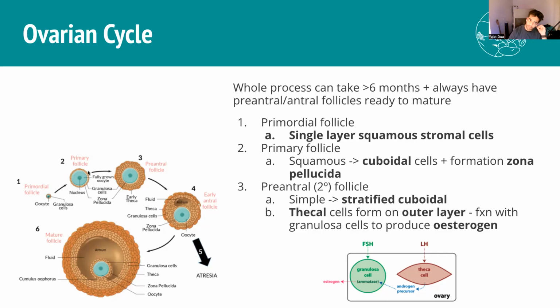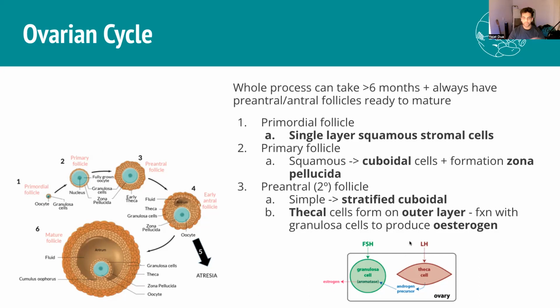And then the primary follicle then moves on to preantral follicle. Now, again, the granulosa stromal cells change, but they change in layers now. So it goes from simple to stratified, still cuboidal. So simple squamous, then simple cuboidal, then stratified cuboidal. The other thing that occurs here is the formation of thecal cells. What are thecal cells? They're this outer layer of cells that form from connective tissue, and they function alongside the granulosa cells to produce estrogen.